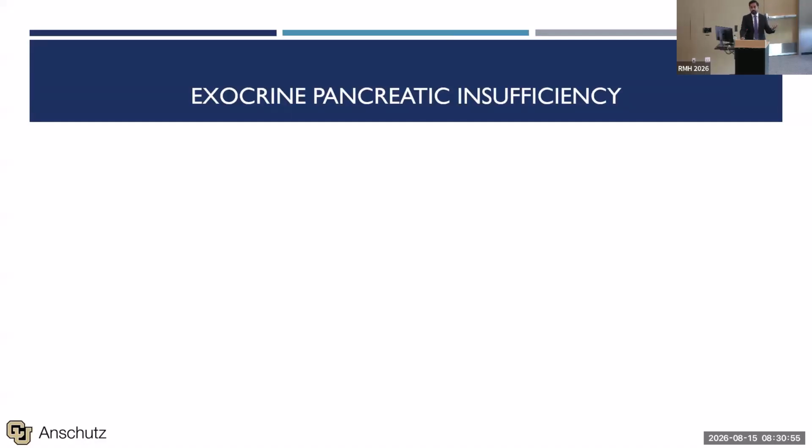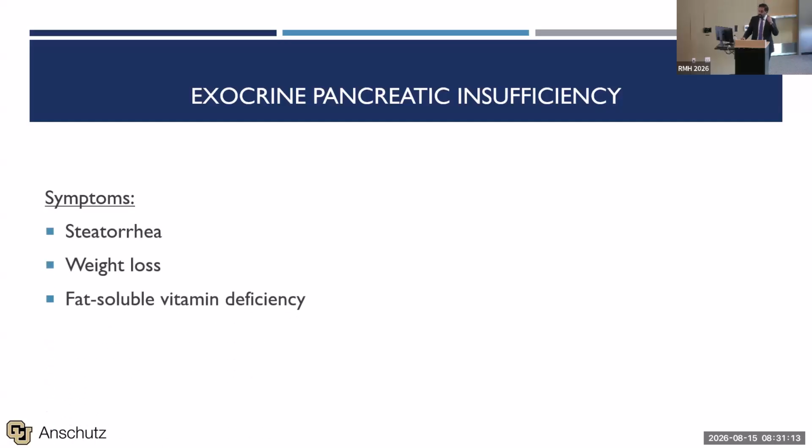So let's talk about exocrine pancreatic insufficiency. So not every patient with chronic panc will have exocrine pancreatic insufficiency. And then at the same time, not every patient with exocrine pancreatic insufficiency has chronic pancreatitis. So that's really important, but this can be a sequelae of chronic pancreatitis. And the symptoms will really be steatorrhea, weight loss, and then fat-soluble vitamin deficiencies.